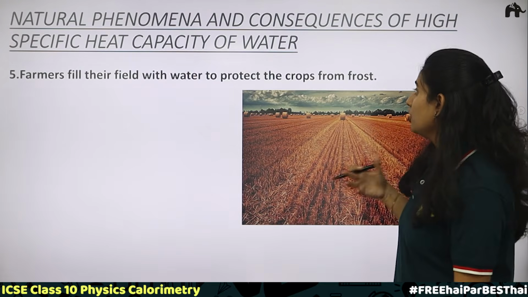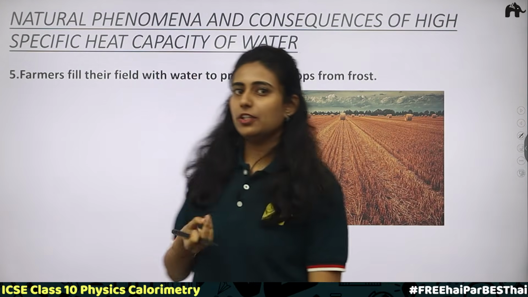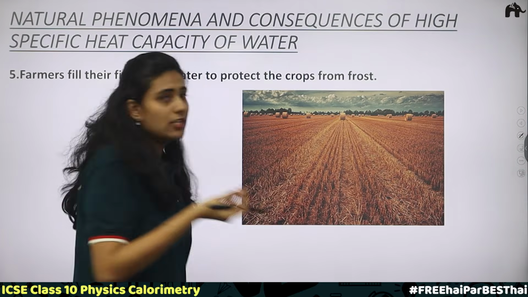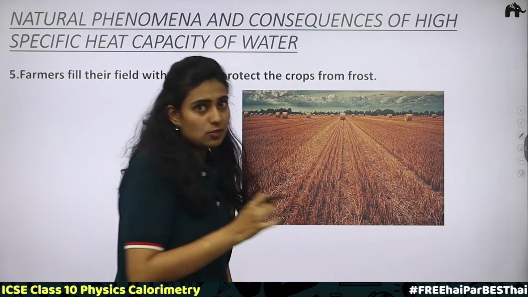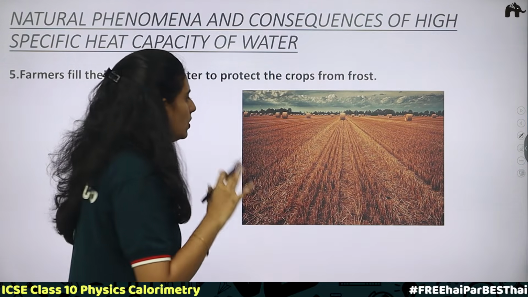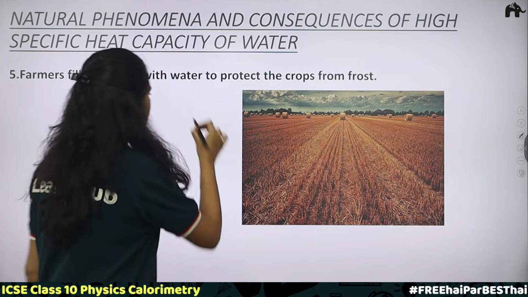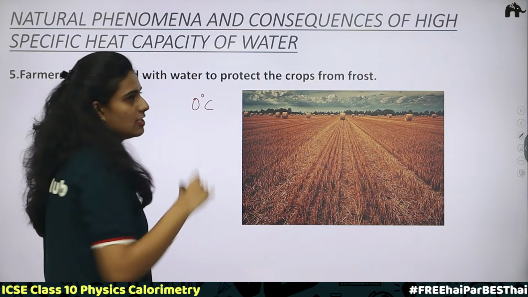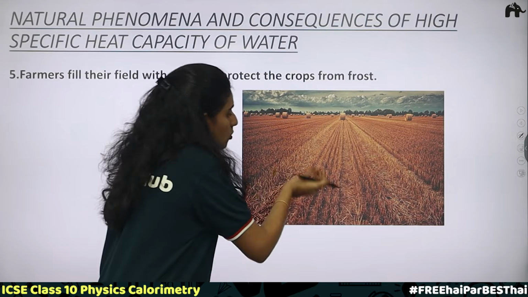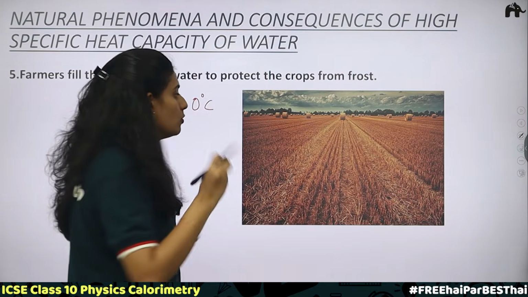Farmers fill their fields with water to protect the crops from frost. You know that in plants or crops, there will be fine capillaries, their veins, with water content. So during winter nights or cold nights, if the temperature goes below 0 degrees Celsius, the water in these fine capillaries can get frozen.